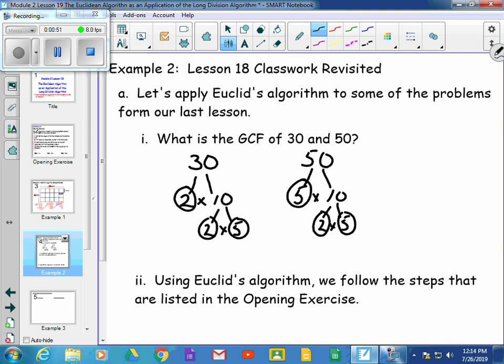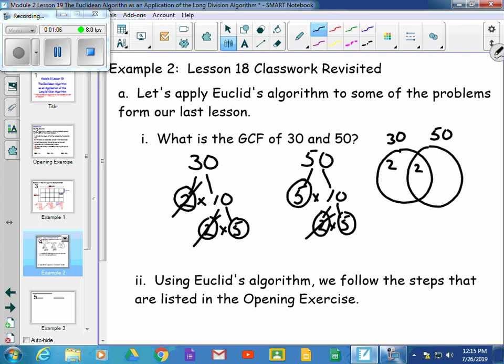And then if we make our Venn diagram, where this circle is 30 and this circle is 50, they both share a 2. 30 has a 2, but the 50 doesn't. They both share a 5, and the 50 has a 5, but the 30 doesn't. If we multiply those shared prime factors together, we get a greatest common factor of 10.